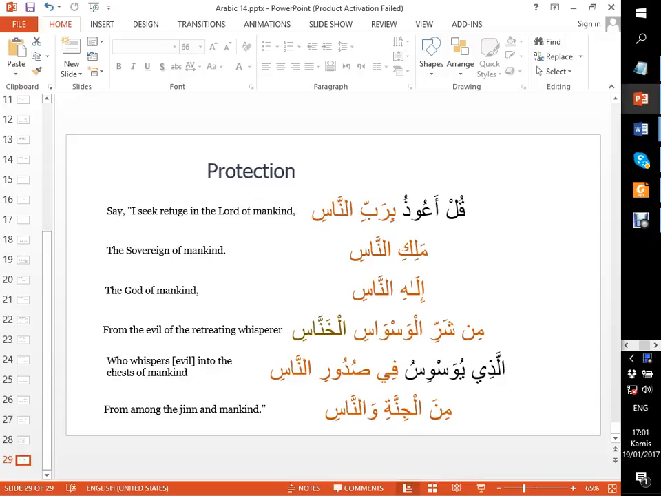What is this connector? So this is the Harf of Jarr, this is the majrur. Okay, here's the waw. Okay, here's the waw. Finish. Is it right?